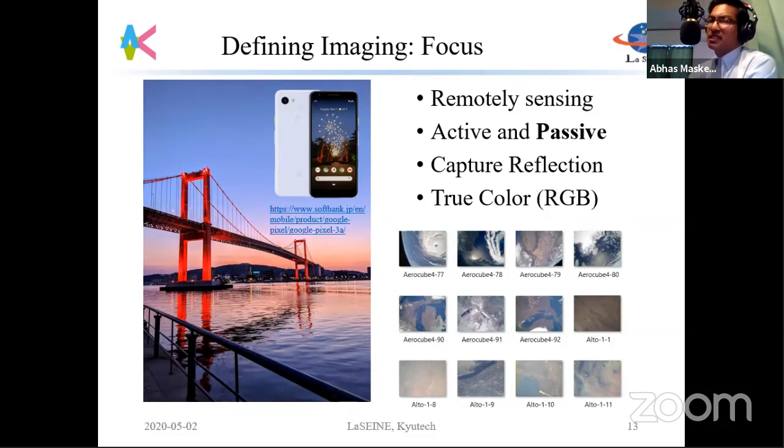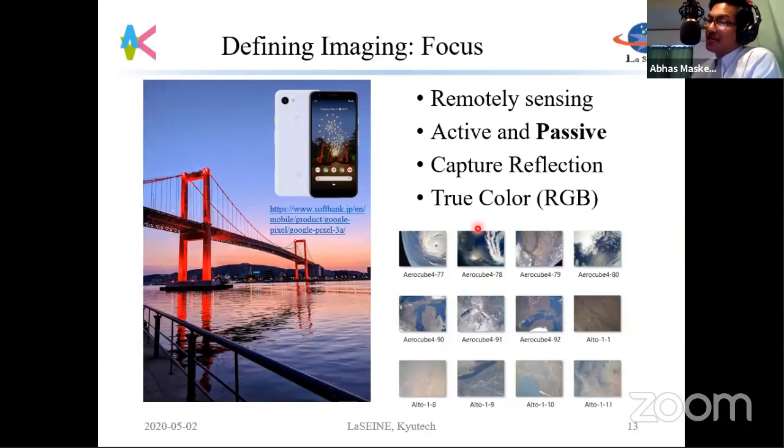What we're trying to do basically is, when we take out our phone and take an image, we are remotely sensing that information. There are two types of remote sensing data: actively sensed data and passively sensed data. Passive sensors are basically capturing some reflection. Light comes to an object and then reflects back.